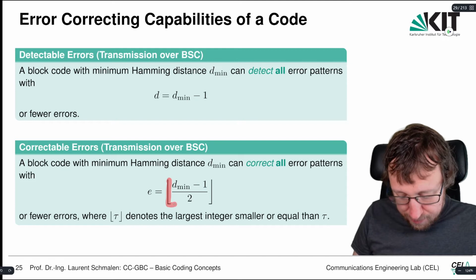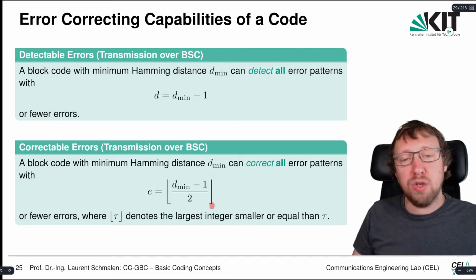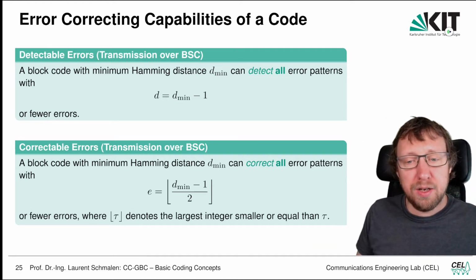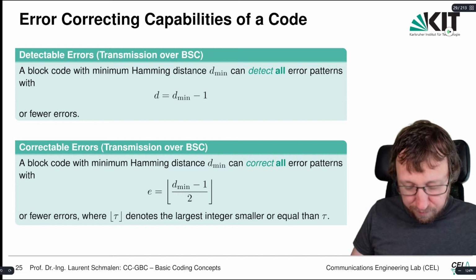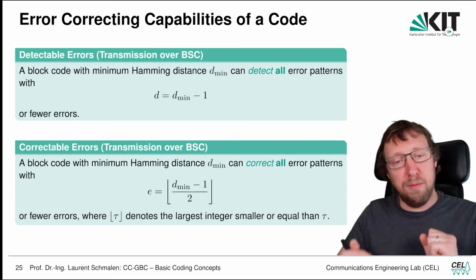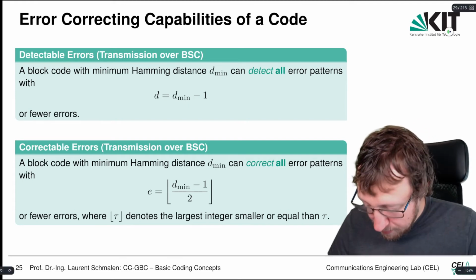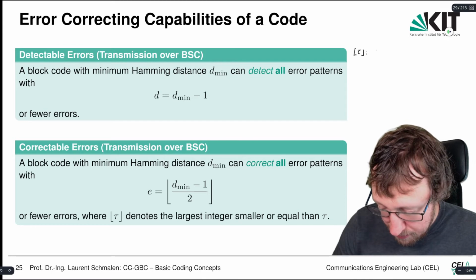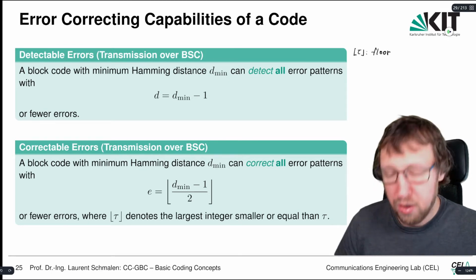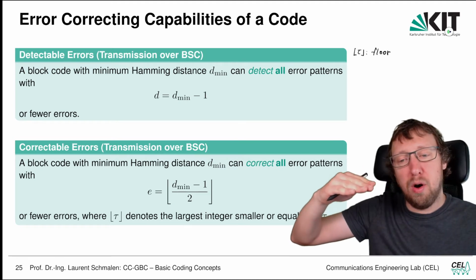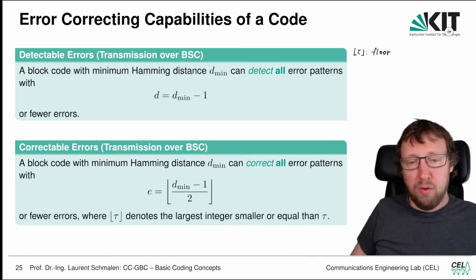And these brackets are the Gaussian brackets. It means that this is the largest integer that is smaller or equal than tau. Essentially it means rounding down, so taking the floor operation. If you have a background in MATLAB, this means the floor operation. Essentially it's the largest integer that is smaller or equal than tau.